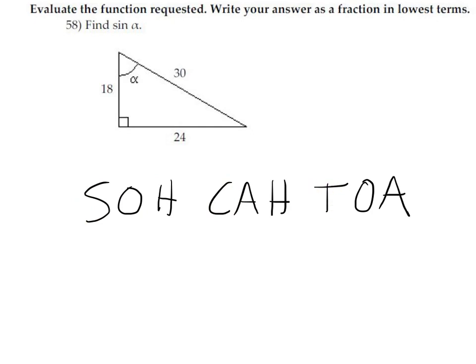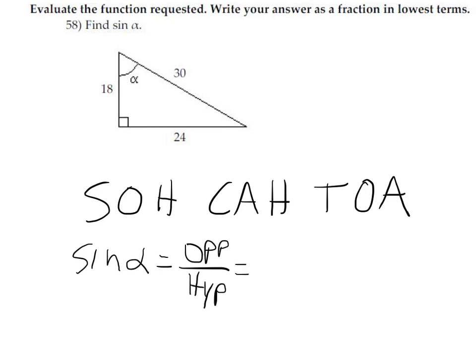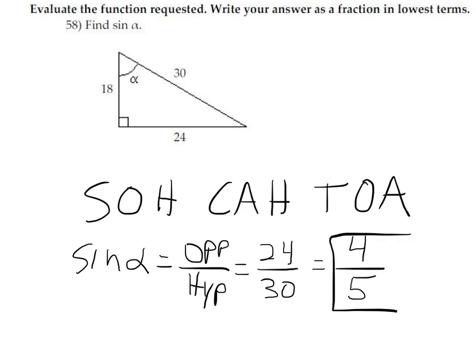In our case, to do sine alpha would be the opposite over the hypotenuse. Now for this problem, from alpha's perspective, the opposite is 24 and the hypotenuse is 30. So this would be 24 divided by 30. Now if we divide by 6, 24 divided by 6 is 4, 30 divided by 6 is 5, and we can reduce our answer to 4/5.